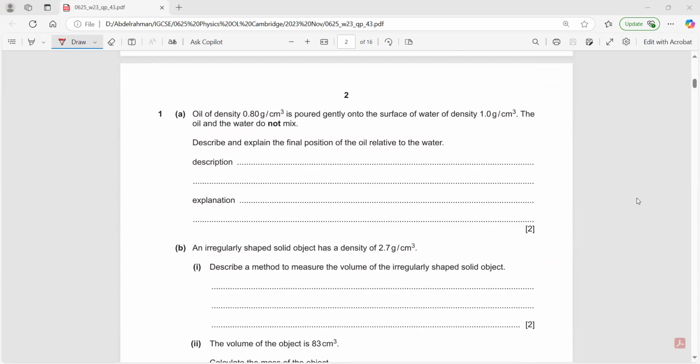If we describe what happens to oil, the oil stays on the surface. You can say it floats on the surface of the water. The explanation why: because it has a lower density. So oil has a lower density than water. If anything has a lower density than another liquid, it would float on that surface. Let me write it down again, than water.